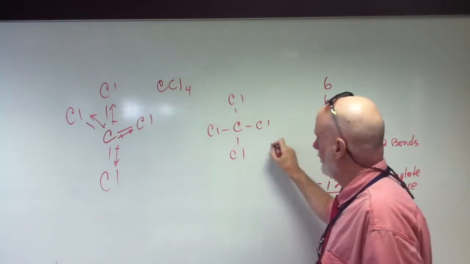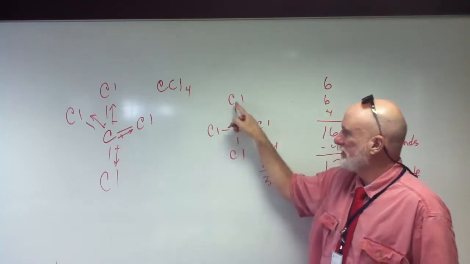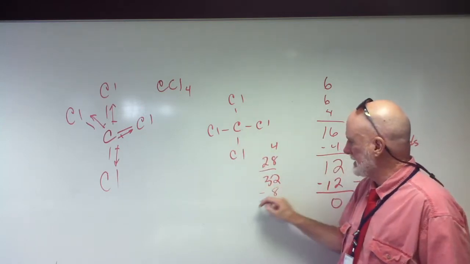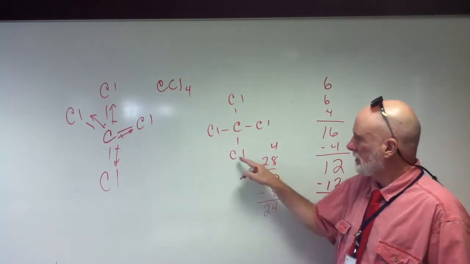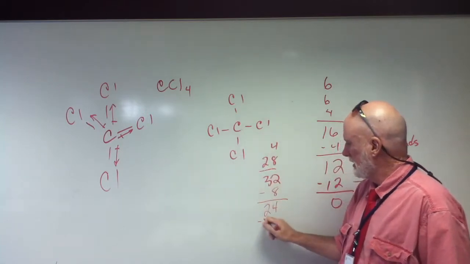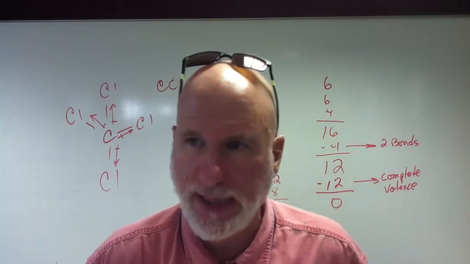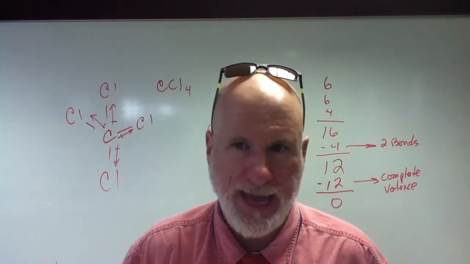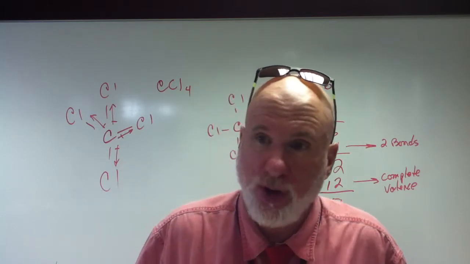So I'm going to have 4 plus 28, 32. 7, 7, 7, 7 plus 4 is 32, correct? Minus 8 is going to be 24. Complete the valences. 6, 6, 6, 6, minus 24, 0. Carbon tetrachloride, CCl4, correct? Are you all right with that? Regular geometry, they all cancel.